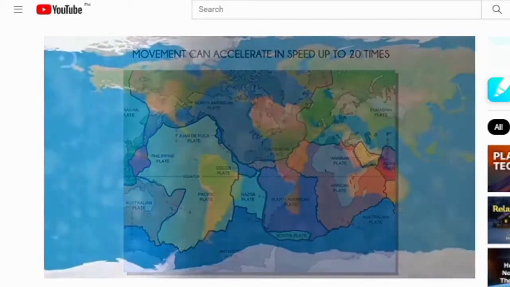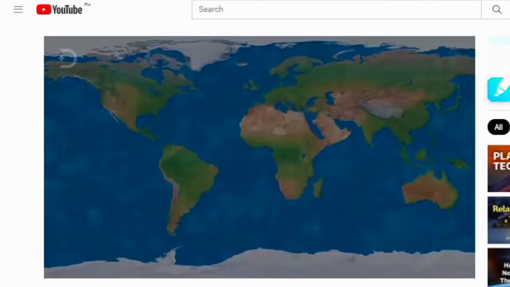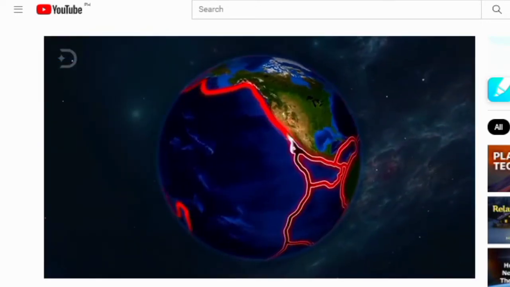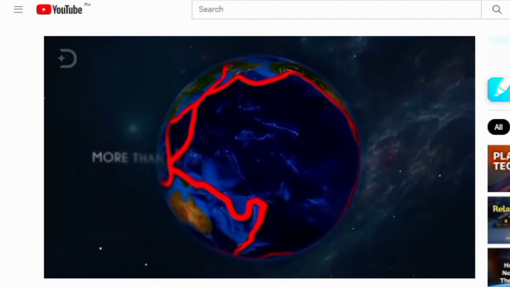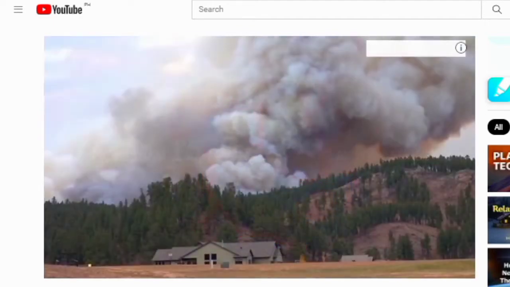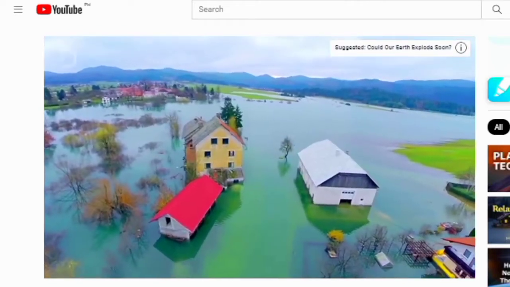On the other hand, we're lucky the continents didn't move more than they do now. Imagine movements of 4 inches a month. It's very likely that humans would not be able to survive because the earthquakes would measure more than 15 magnitude on the Richter scale. There would be huge volcanic eruptions and tsunamis would be miles high and would wipe out everything.